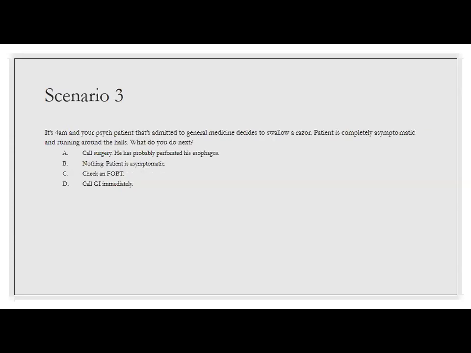Okay, so it's 4 a.m. and your psych patient that's admitted to general medicine decides to swallow a razor. The patient is completely asymptomatic and running around the halls. What do you do next? A, call surgery. He's probably perforated his esophagus. B, nothing. The patient is asymptomatic. C, check an FOBT. D, call GI immediately. Anyone? Yeah. Don't check an FOBT.